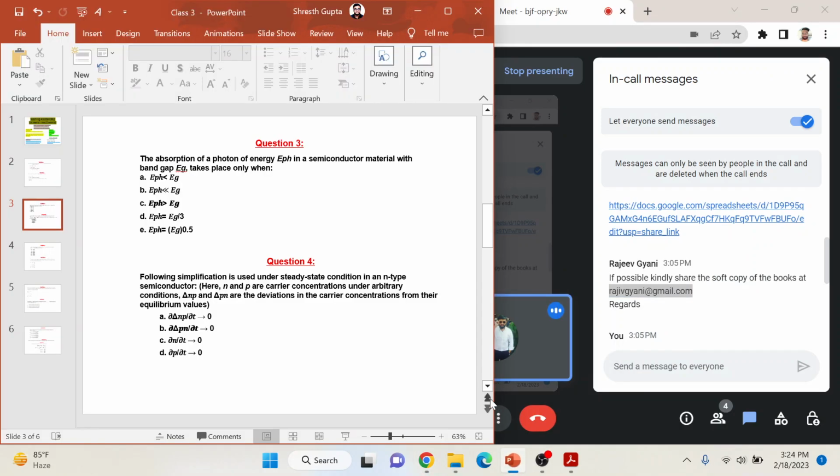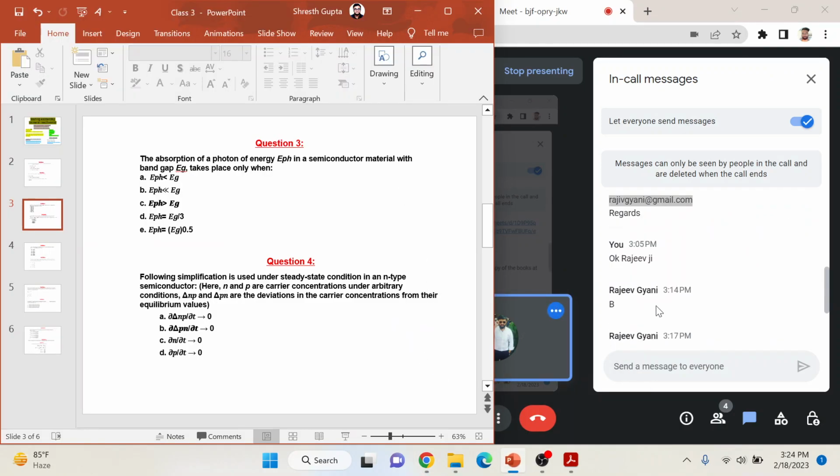So let's move to the next question. The next question, Rajiv ji is saying C, and it's a very easy question. The answer is C, absolutely right. So let's move to the next question.